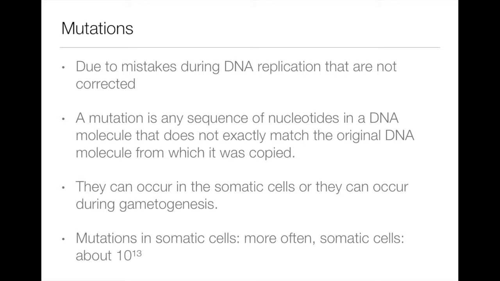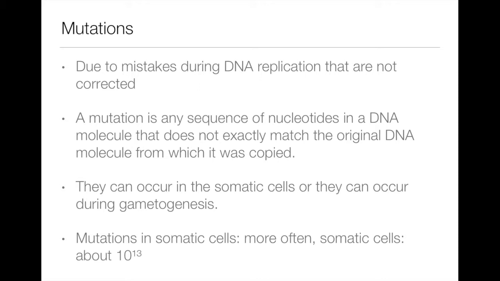Now let me continue. A mutation is any sequence of nucleotides in a DNA molecule that does not exactly match the original DNA molecule from which it was copied. But what I want you to know is that it can occur in the somatic cells or during gametogenesis in the gametes. Mutations that occur in the somatic cells are not passed to the next generations, but mutations that happen in the gametes affect the offspring and not the parent.